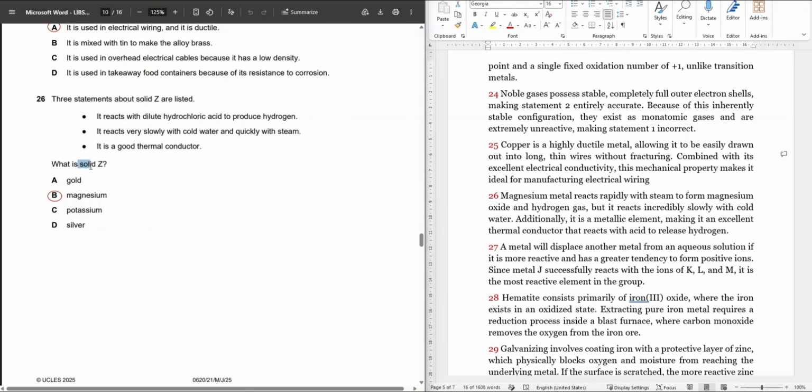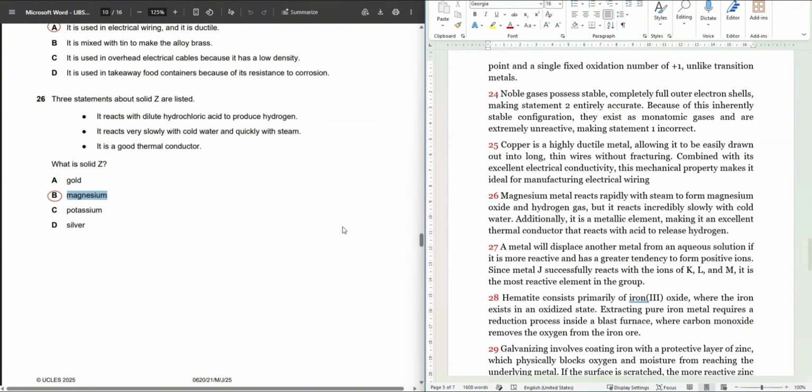So we have to identify what solid Z is. Is it gold, magnesium, potassium, or silver? Our answer is B, magnesium. The reason is that magnesium metal reacts rapidly with steam to form magnesium oxide and hydrogen gas, but it reacts incredibly slowly with cold water. Additionally, it is a metallic element, making it an excellent thermal conductor that reacts with acid to release hydrogen.